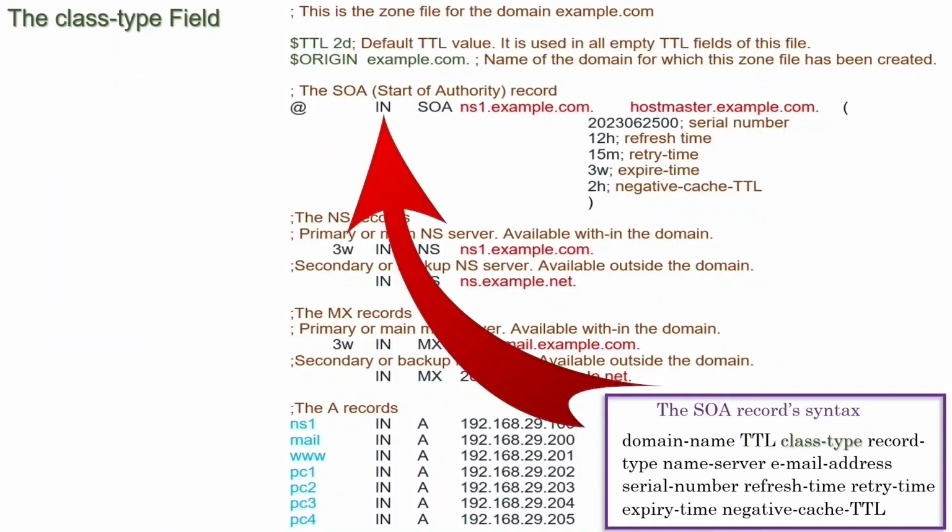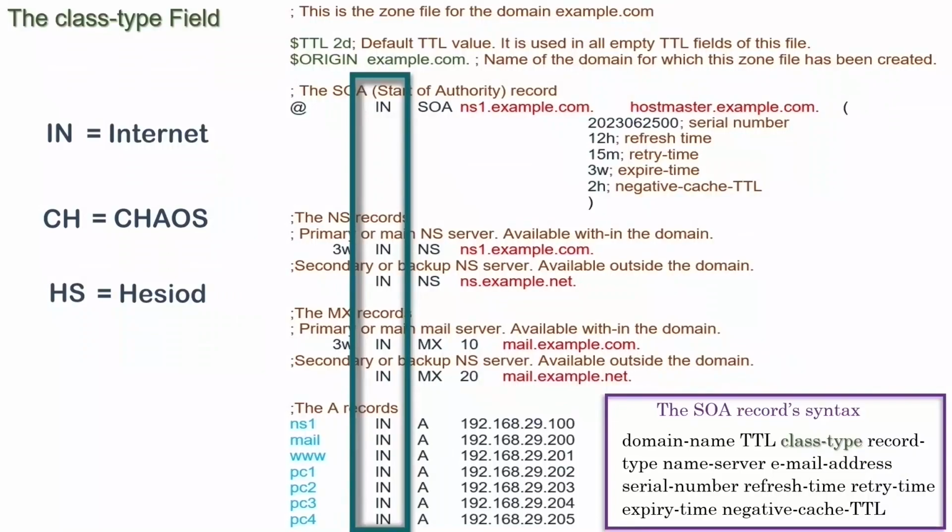This field defines the class type of this record. There are three classes: in, ch, and hs. Currently, only the in class is used. The ch and hs classes were used when the Internet was an in-house project in the MIT lab. Ch stands for chaos. It is an MIT LAN protocol. HS stands for Hesiod. It is an information service used at MIT. In stands for the Internet that we use today. Ch and hs classes are used in special cases for specific reasons.